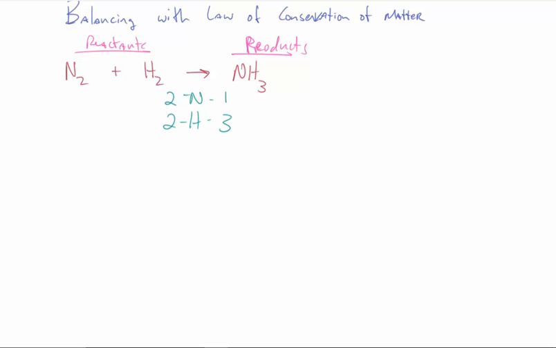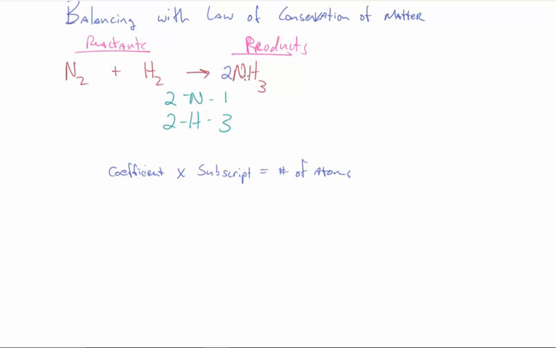What I'm going to do is come up here, and I see that nitrogen has two on the reactant side and only one on the product side. So I need more on the product side. How many more? Well, I need two. So now 2 times 1, because we always do, what I'm going to write here is coefficient times subscript equals the number of atoms. All right, so coefficient.